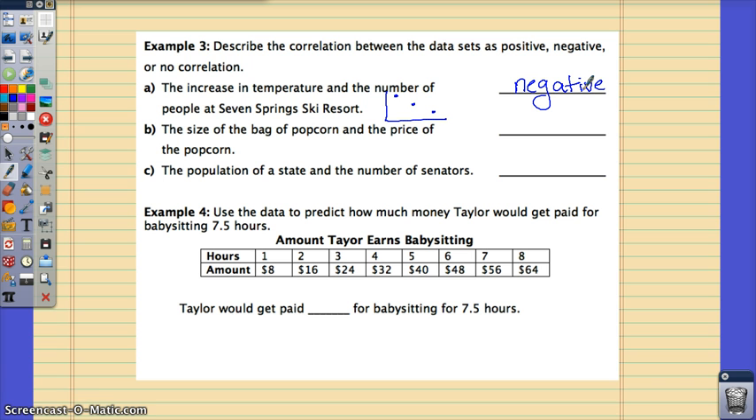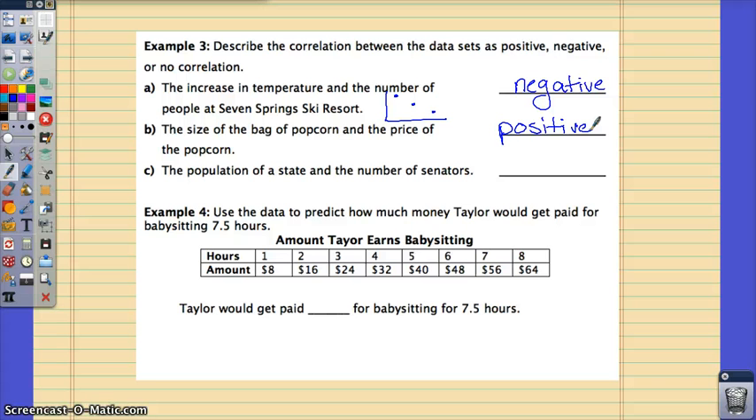The size of the bag of popcorn and the price of the popcorn. So think about if you're at a movie theater, if you get a small, a medium, or large. As you go up in size, what happens to the cost? It typically goes up, so this would be a positive correlation. Now, it may not go up as much because they want to encourage you to buy the bigger one, right? But overall, your small popcorn is going to be cheaper than your larger popcorn.